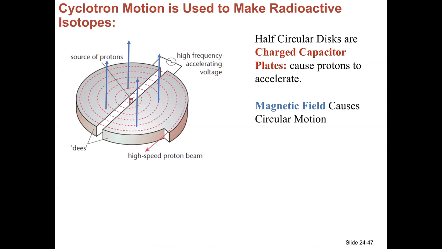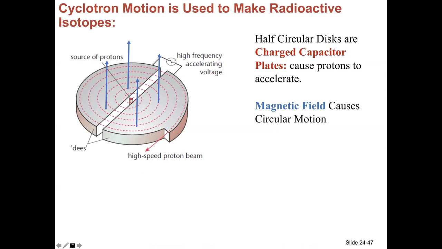So the magnetic field in this case would point upward. A source of protons would be at the center, and then they would be released with a small velocity. The voltage across the two ends of these plates will speed them up. The magnetic field will constantly turn them. They'd accelerate, and as they speed up, the circle they move in gets bigger and bigger until eventually they get to the output of the device.